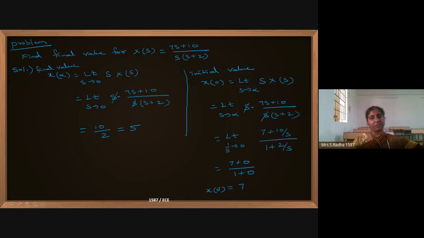Final value we are getting 5. Initial value it is 7. Okay, so X of s will be given in the question, and you find the initial value and final value. This is the procedure. This problem is very important. You may get questions on both initial value as well as final value.